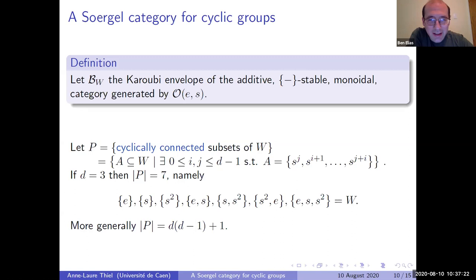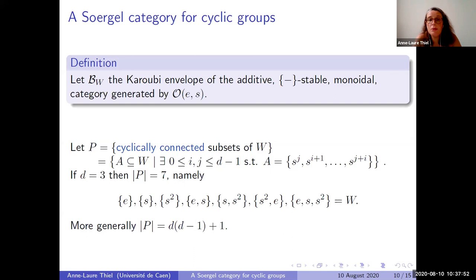S to the J, S to the J plus one, and so on, up to S to the J plus I. So how many of those are there? If you try to get all of them for d=3, you will find 7. And these sets are the following: you have 3 of cardinality 1, 3 of cardinality 2, and the whole W.